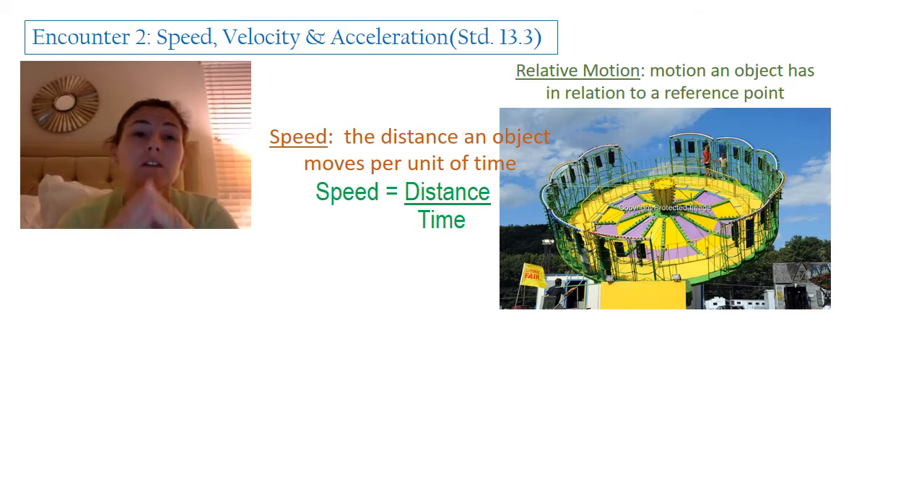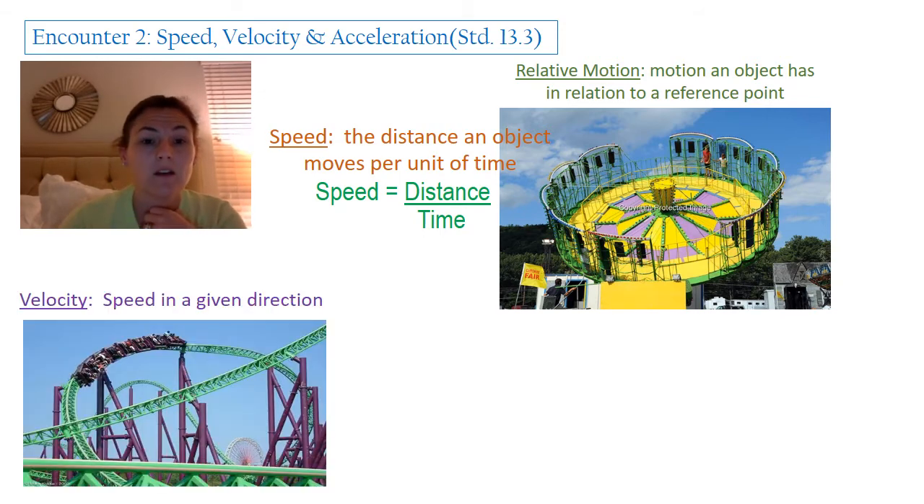Okay, so relative motion, again, is dependent upon the reference point where you are at. All right, the next thing I want to talk about is velocity. Okay, velocity is different from speed. Velocity is both speed and direction.